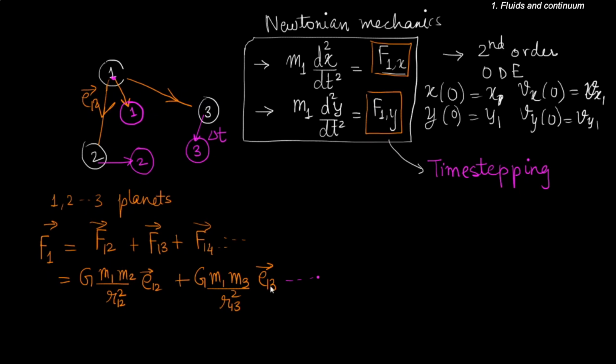So you have to continue finding out the forces for all the different pairs. Once you do this, we can resolve the force into its components F1x Ex plus F1y Ey, where Ex and Ey are the directions, or you could write them as i and j, it doesn't matter.